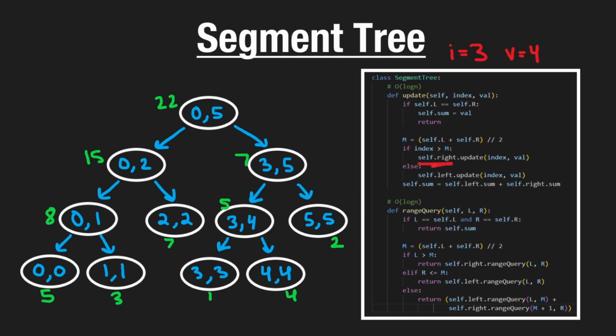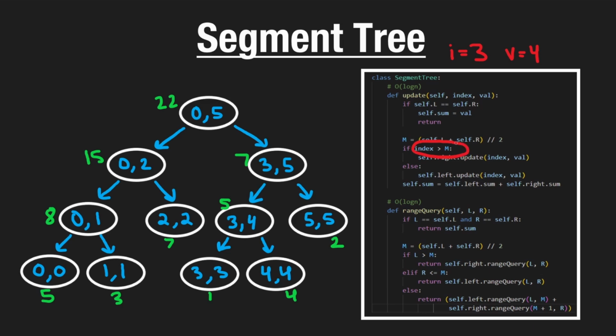On the right child, that's what self.right is in this case, we call the member function update, the recursive function update, which belongs to the segment tree class, which belongs to the segment tree object. We pass in the exact same parameters. We're still looking for index 3, and we want to update the value to be 4. So now we're at this node. We do the exact same thing. 3 plus 5 divided by 2, it's going to give us index 4.